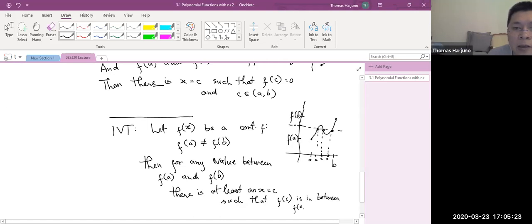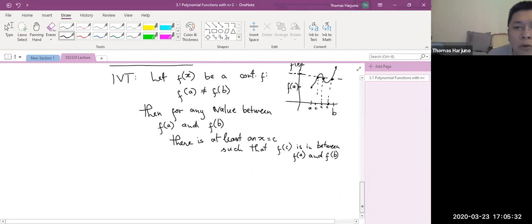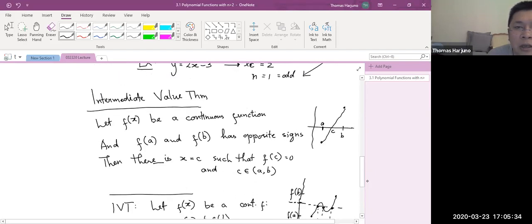f(a) and f(b). Now that's the general concept of the intermediate value theorem. But the one we will use, especially for polynomial functions, is only the earlier version that I gave you. We will just need this one. Okay. Yes, Chris.